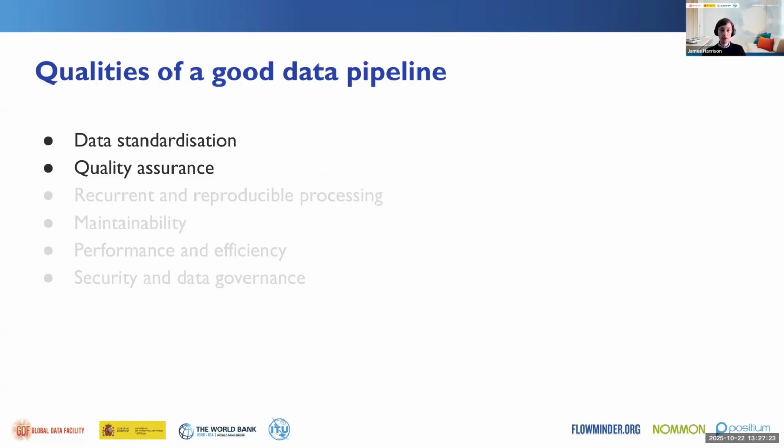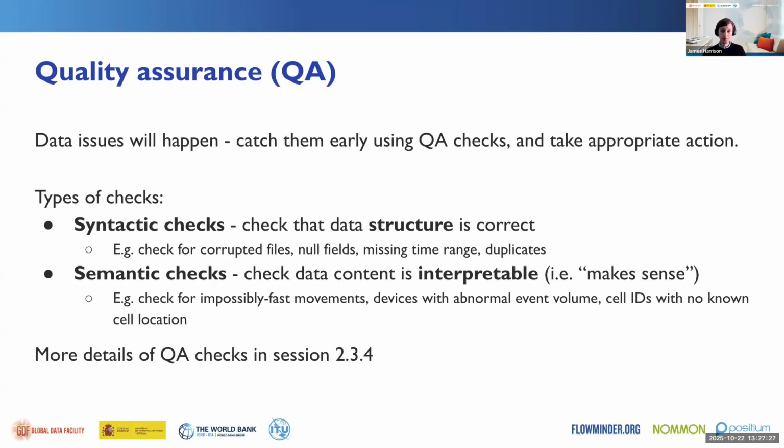Next quality I'm going to talk about for a good data pipeline is quality assurance. Data issues will happen. No data set is perfect. We need to prepare that some things will go wrong with the data. There might be missing data. There might be invalid entries. We want to catch those early using QA checks so that they don't propagate through the later stages of the pipeline and take appropriate action.